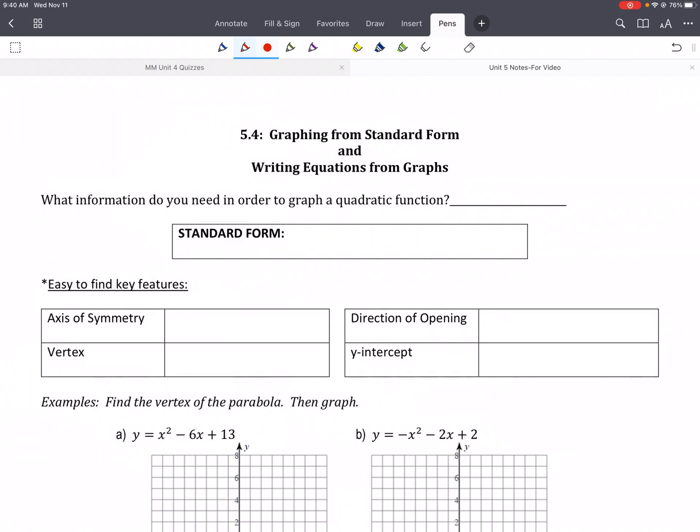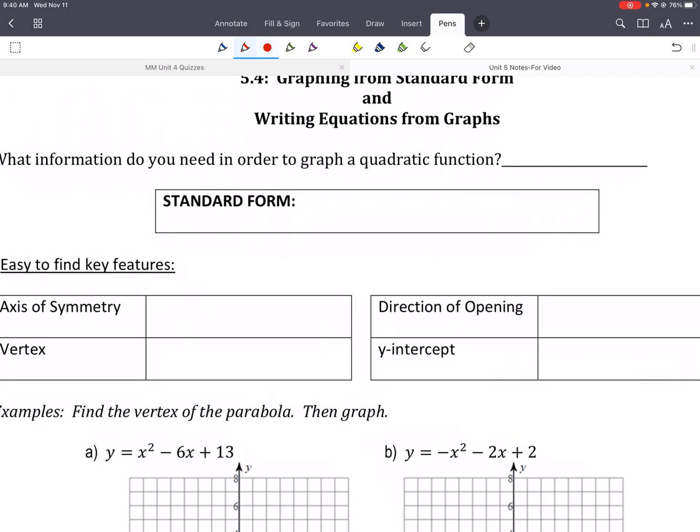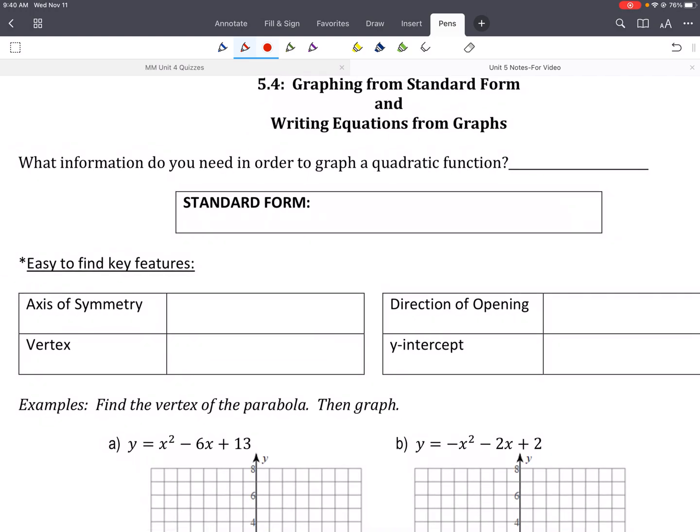Bam, we're here. 5.4, graphing from standard form and finding equations from graphs. Last time in 5.3, we talked about graphing from vertex form and from intercept form. Today we're going to be talking about standard form. We've talked about standard form lots of times. Before we do that, what information do we need to graph? Again, we need to find the vertex and the A value so that we can find the growth pattern. So that's the idea for today, to find the vertex.